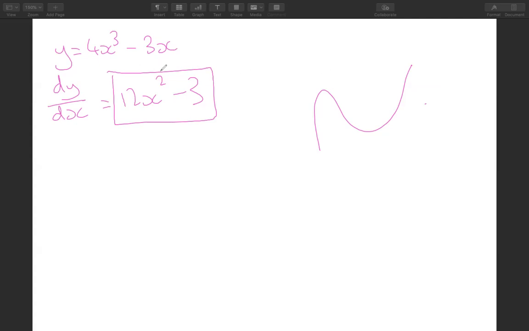So that's why we have an equation that means that the gradient is always changing. We can only ever find the gradient at a point, unlike a linear equation where the gradient is consistent, it goes up at a consistent rate. But curvy graphs don't do that. So what we can do with derivatives is find gradients at certain points. Let's have a look at how we do that.